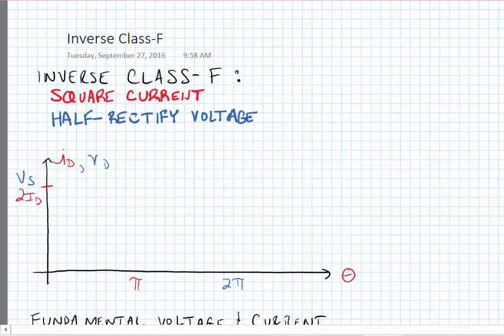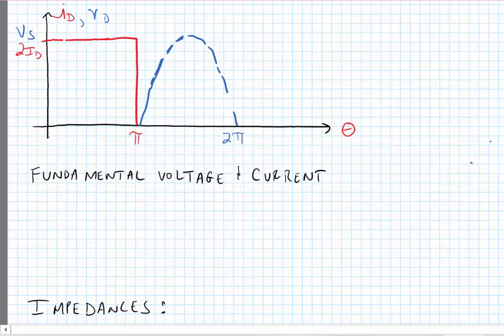So here we have our drain current waveform, and our drain voltage waveform. Ideally, they're non-overlapping, and they repeat periodically every 2 pi cycles. We can do a similar Fourier analysis on the inverse class F that we did on the class F amplifier. Here, I'm just going to provide the fundamental voltage and current coefficients.